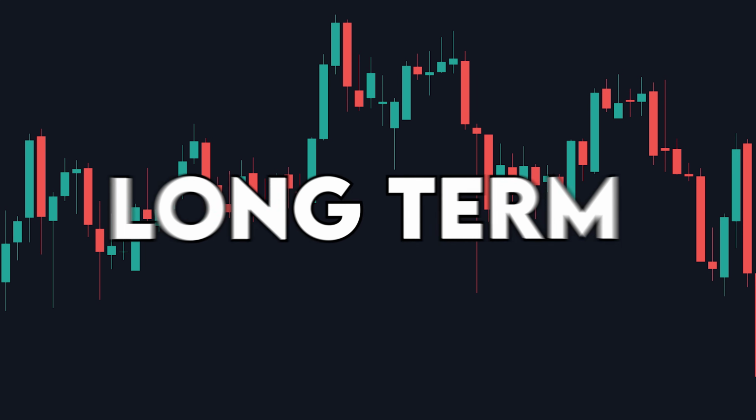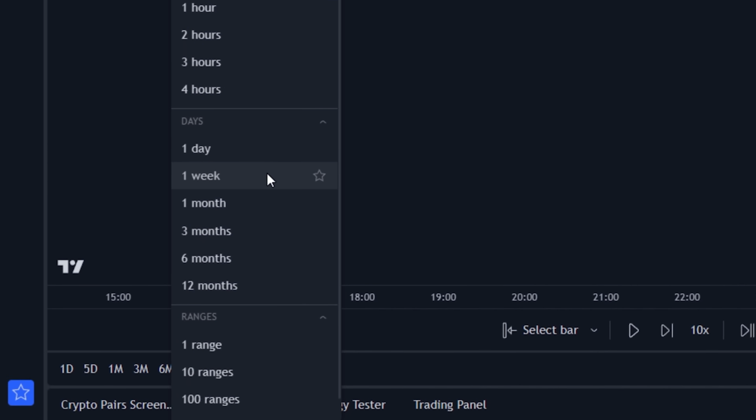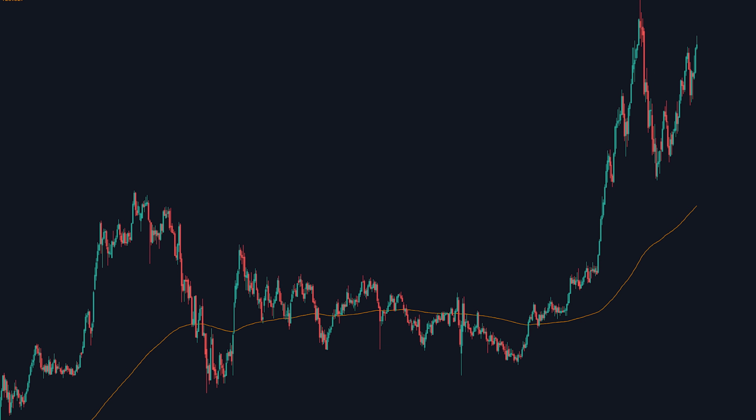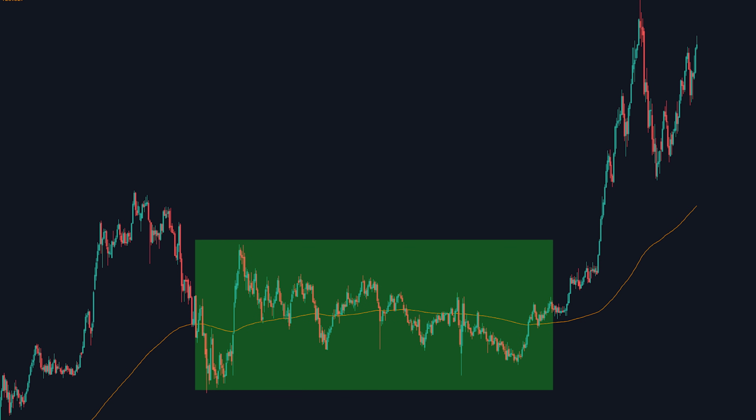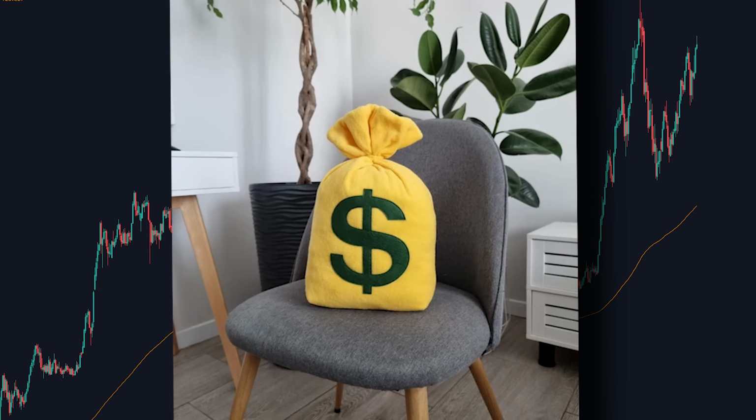Next, you want to change the time frame. Since most of this data that we just reviewed is long-term data, we want to represent the same on our chart. So we're going to select a higher time frame like the weekly. If price ever touches or goes beneath this orange line, that means it's a good buying opportunity and you should look to enter a trade.